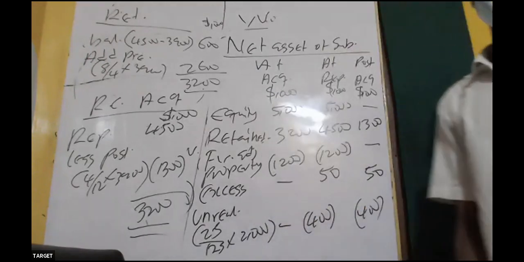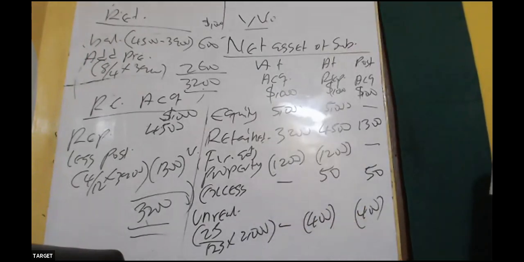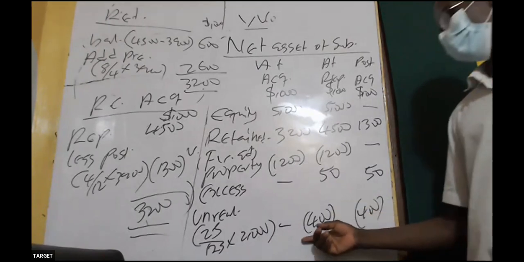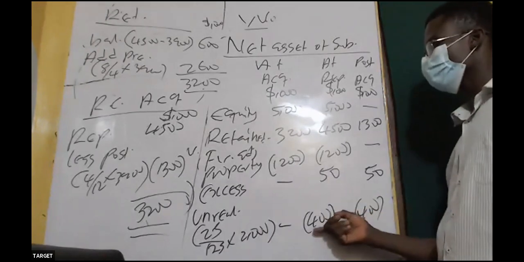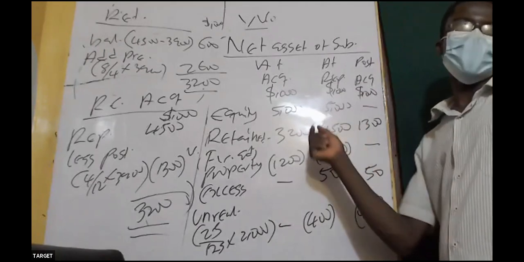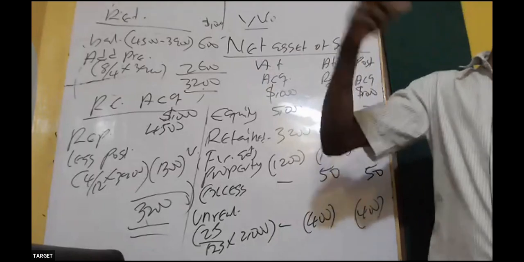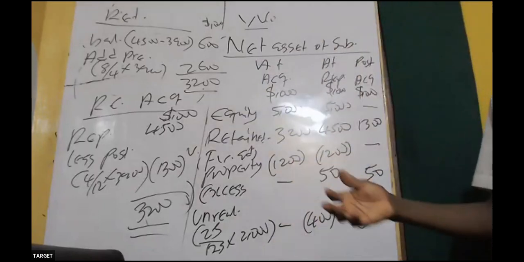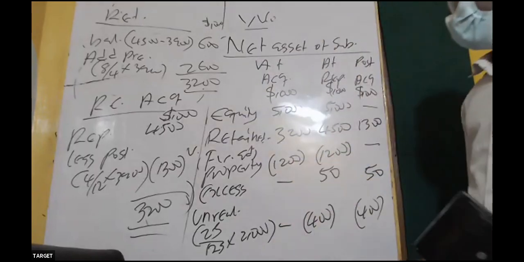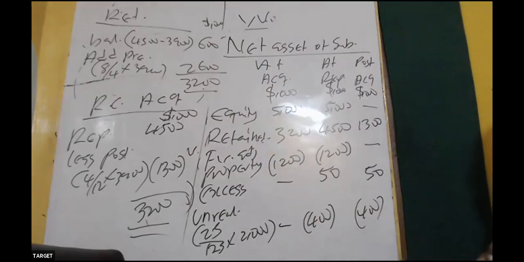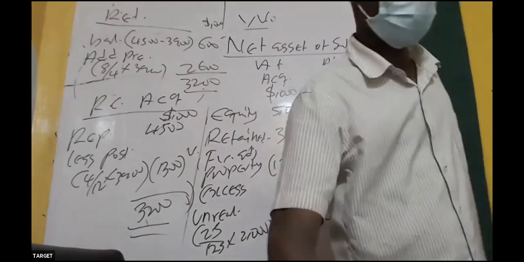Good. Cost of sales you add because it's a cost to the organization. Unrealized profits, here we are subtracting to reduce the profits. But in the cost of sales, we add the cost of sales so that when you finally subtract from sales revenue, it reduces the profit. Good. So that is all for this particular section.